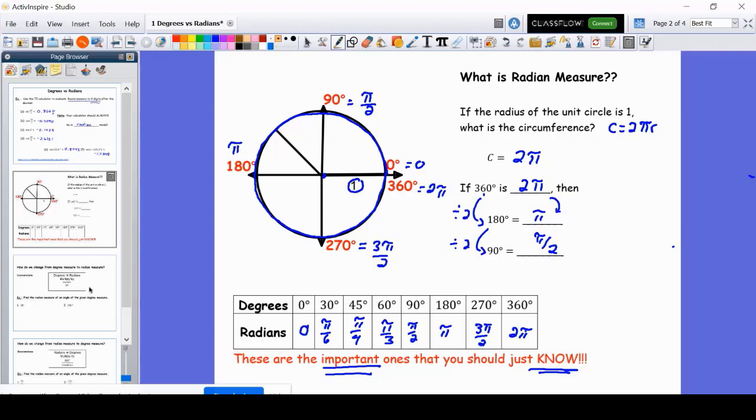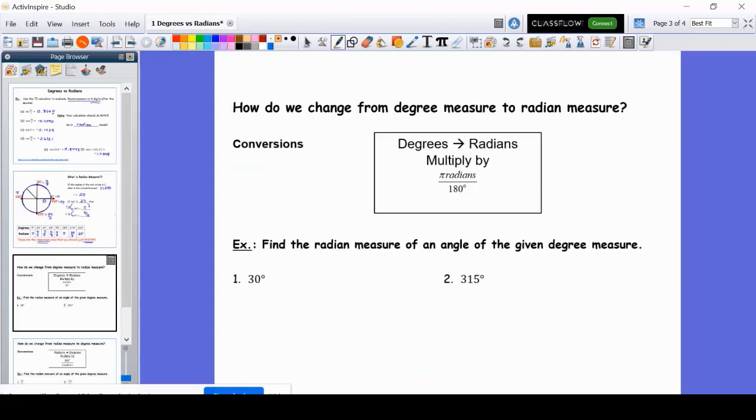Okay, how can we change between degree measure and radian measure? If we have an angle already in degrees, to change it to radians, we multiply by pi radians over 180 degrees. Now remember, 180 degrees is pi radians. So that's really 1 that we're multiplying by. So 30 degrees times pi over 180 degrees, the degrees are going to cancel out, and I'm going to have 30 pi over 180. But we need to simplify that. And you can simplify that because you know your fractions, right? And you say, oh, you know what?